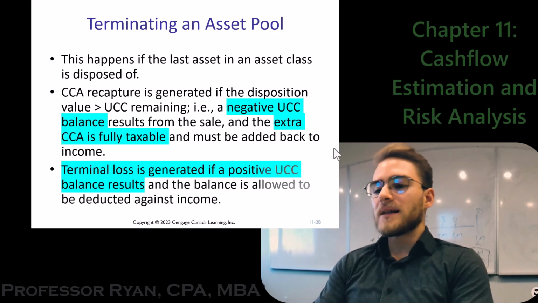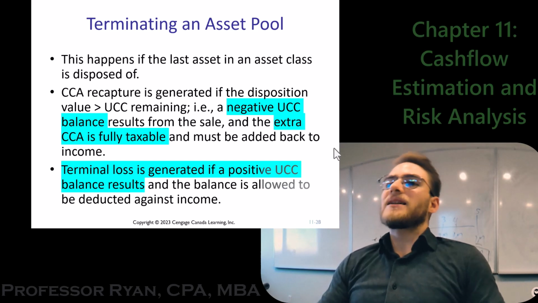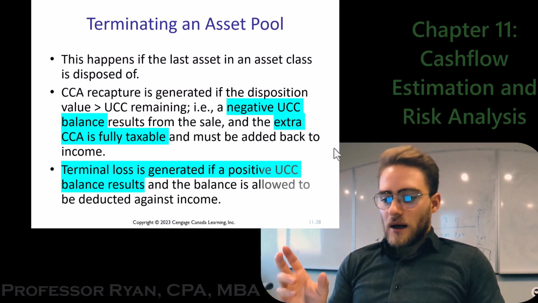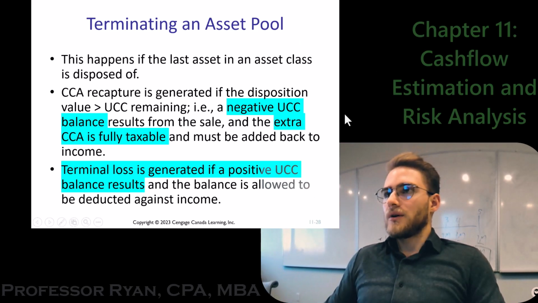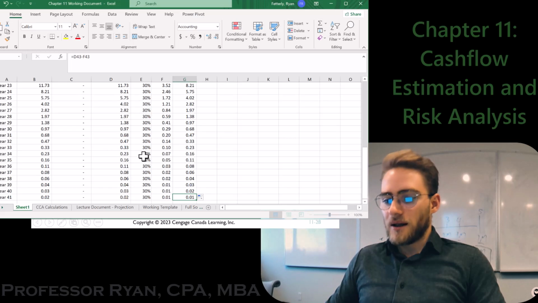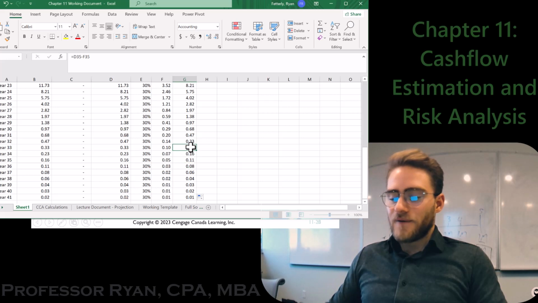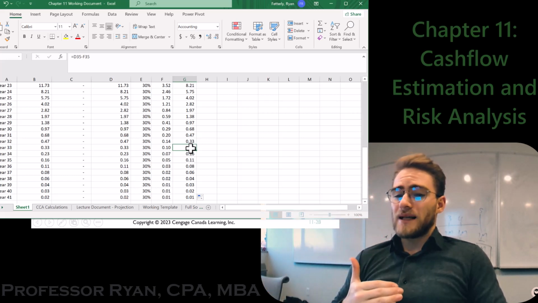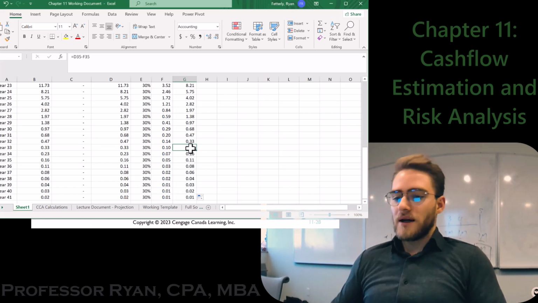Okay. And then lastly, when you get to the very end and say you have to terminate an asset pool. So basically, if you sell an asset and there's an amount left over, in the case where the amount is negative, say you have a negative UCC balance, as we might call it. So this is your UCC balance. Say you sell the asset for $10,000, and now you have negative $9,000 in this UCC balance. It means you over depreciated the asset for tax purposes, and you need to add that back to your income, right? Because you got a deduction that you shouldn't have got.